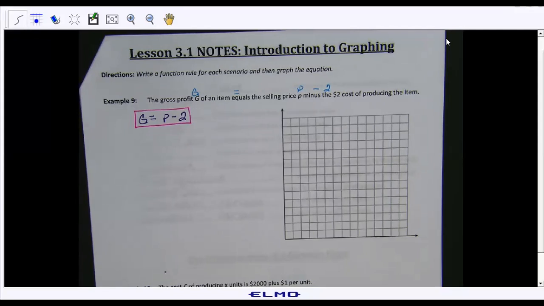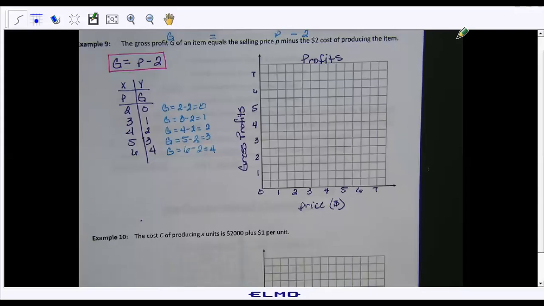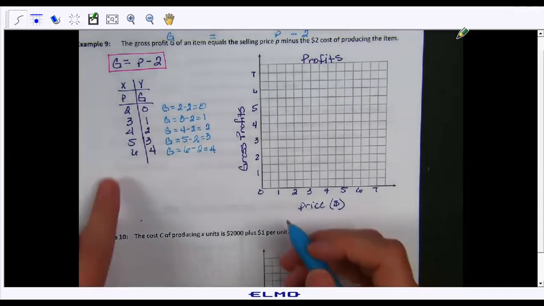And I'm going to pause the video. Okay, go ahead and check your table. Any questions on that? All right, I'm going to pause the video and I want you guys to label your graph. Okay, check your graph to make sure that it was set up correctly. And then you're going to plot your points.